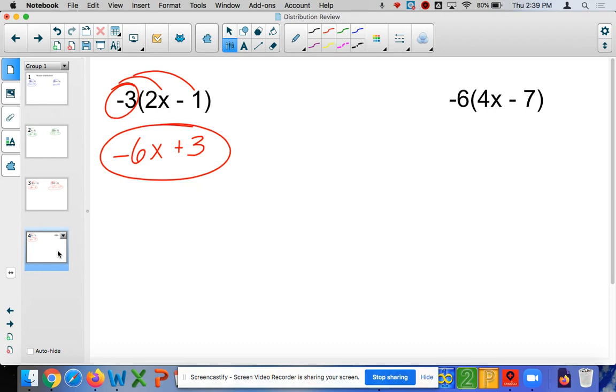Try out that last one real quick. Reference that first one if you need to, that negative 3 times 2x minus 1. Try out negative 6 times 4x minus 7.